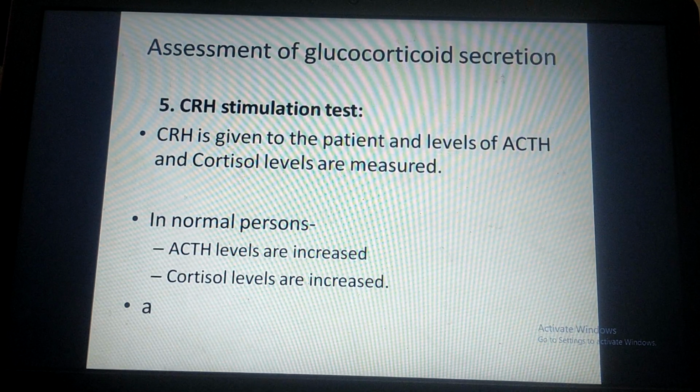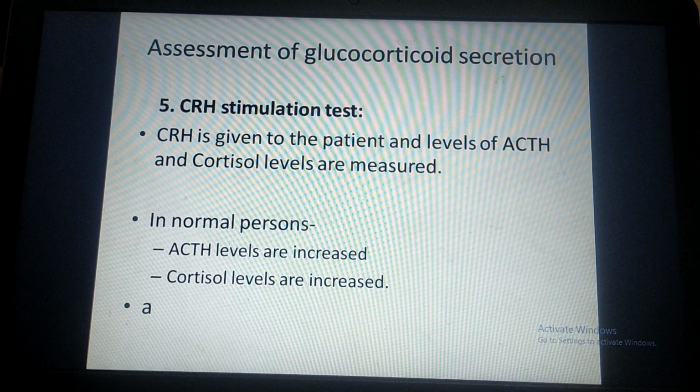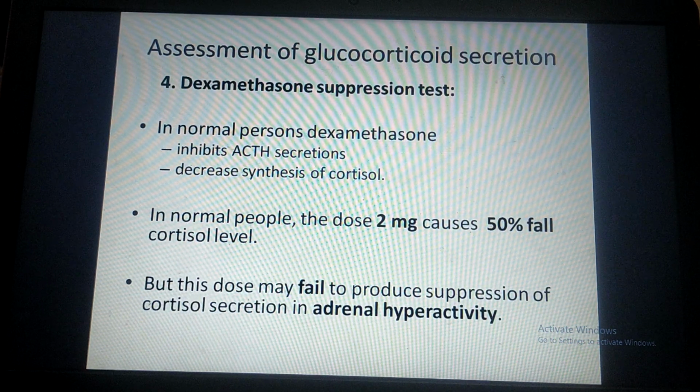Next is the CRH stimulation test, or corticotropin releasing hormone stimulation test. Here CRH is given intravenously to the patient. This CRH acts on the pituitary gland and increases the secretion of ACTH. This ACTH in turn acts on the adrenal gland and the level of cortisol is increased. So here if we measure the cortisol level after giving CRH, its level is increased. But in case of the dexamethasone test, the cortisol level is decreased.